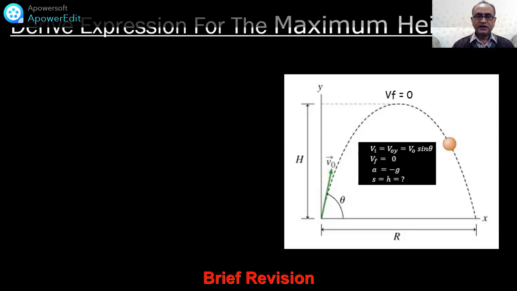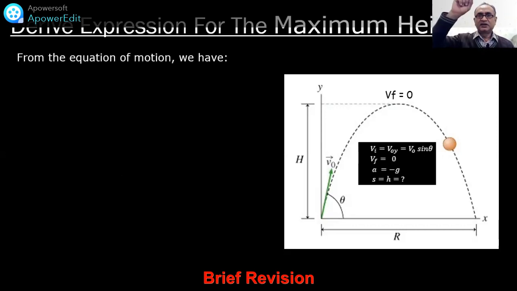So what we did yesterday was the expression for the maximum height by using 2as = vf square minus vi square. And since this motion concerns height, we consider the vertical part of the velocity. Which is the vertical part of the velocity? V naught y. What is V naught? V naught is the initial velocity. Its vertical part is V naught y, or V naught sine theta. So during this vertical motion, we consider V naught sine theta, right?